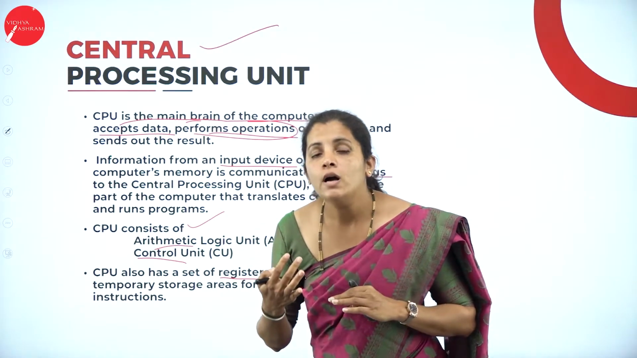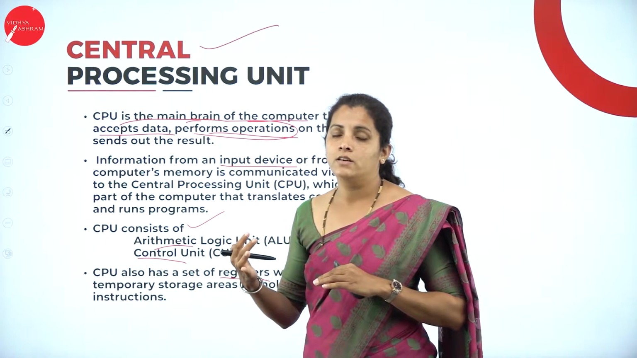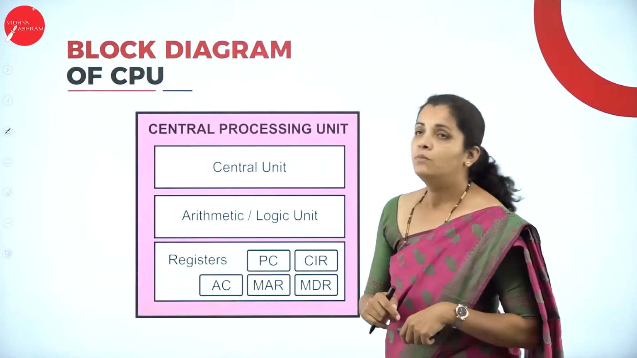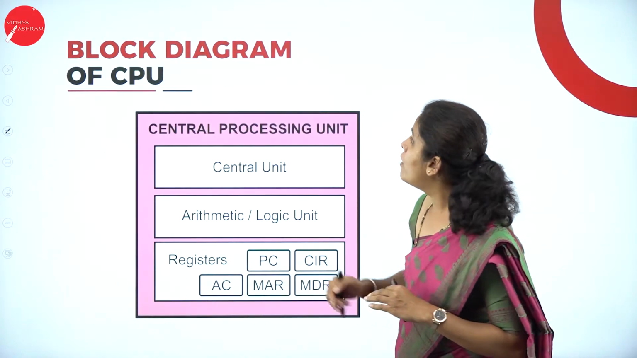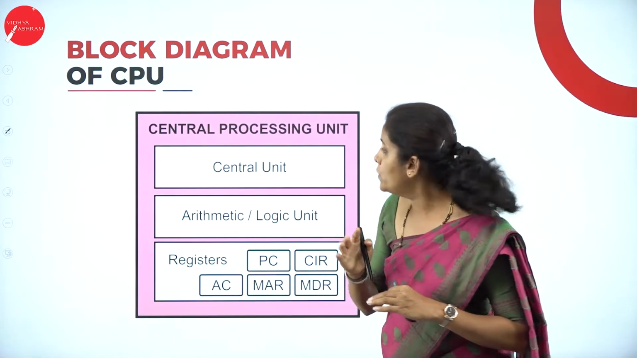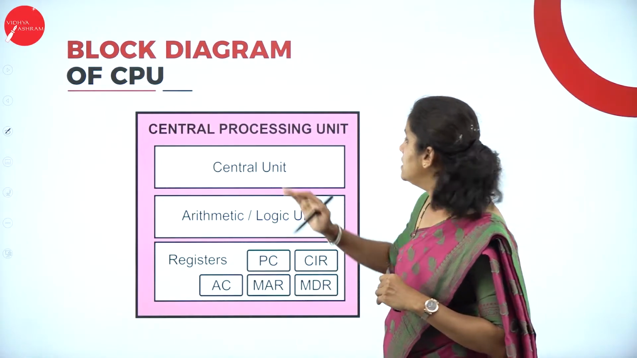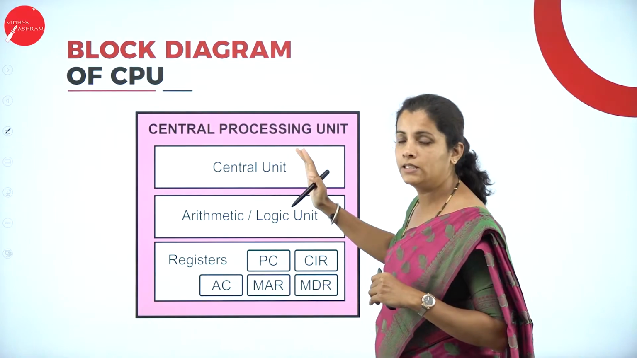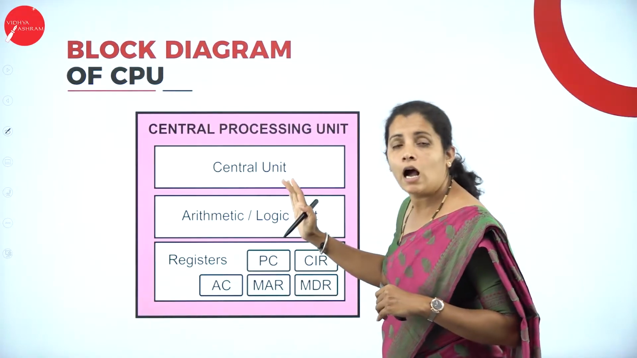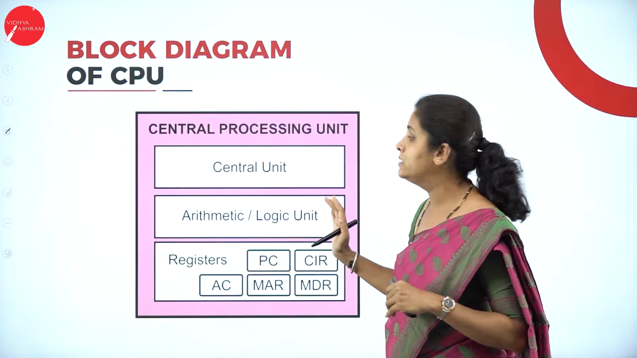CPU also contains some registers. Registers are the temporary storage area. Moving on to the block diagram of the central processing unit. So CPU includes the control unit. Then CPU also includes the arithmetic and logic unit.